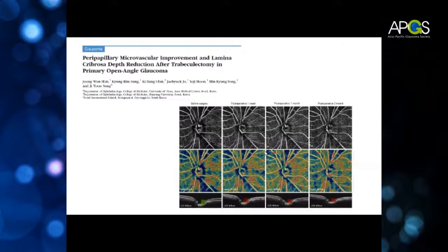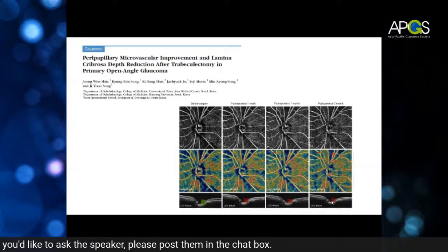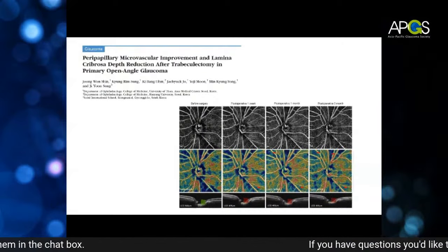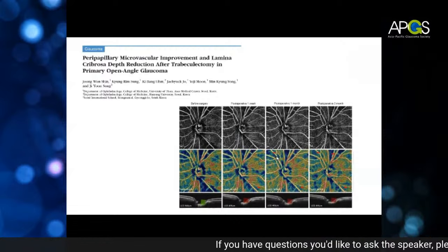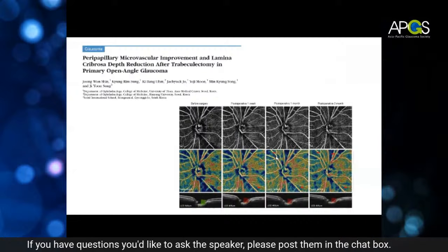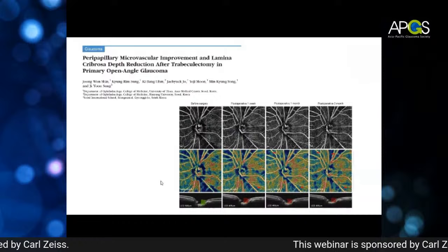Interestingly, superficial vessel density showed reversibility after a substantial amount of IOP reduction. And the IOP reduction and reversibility of vessel density were related to lamina cribrosa depth change. Of course, this reversibility did not occur in all eyes that underwent glaucoma surgery, but it may suggest that OCT angiography is an effective approach to evaluate the postoperative microvascular status of the eyes that underwent trabeculectomy.